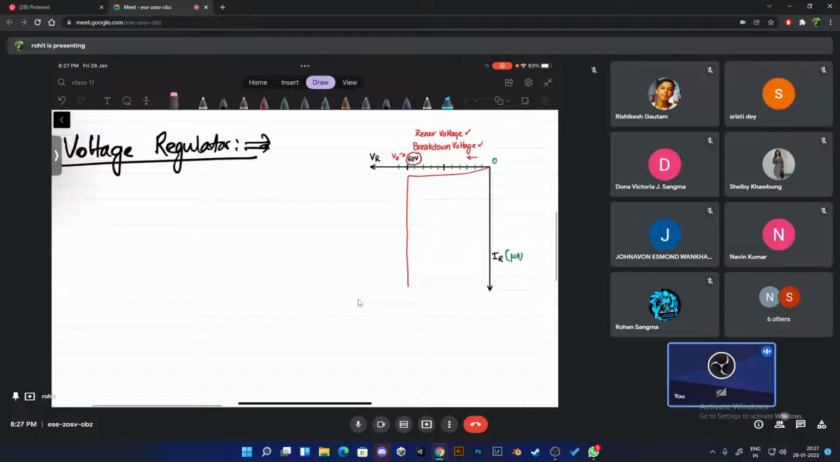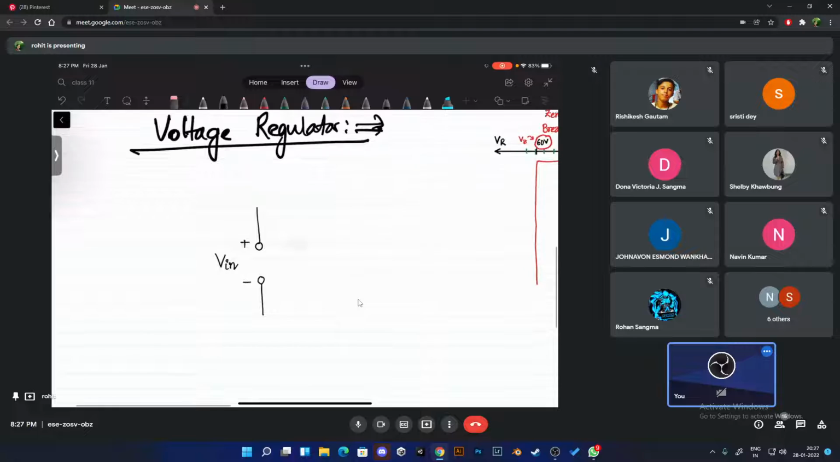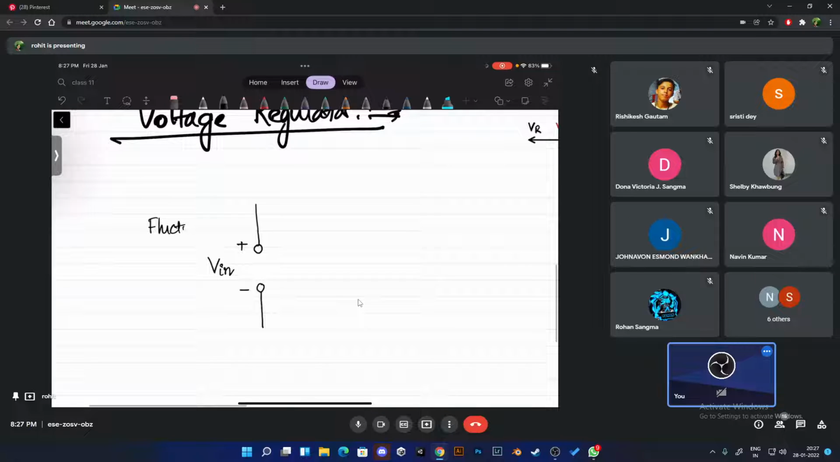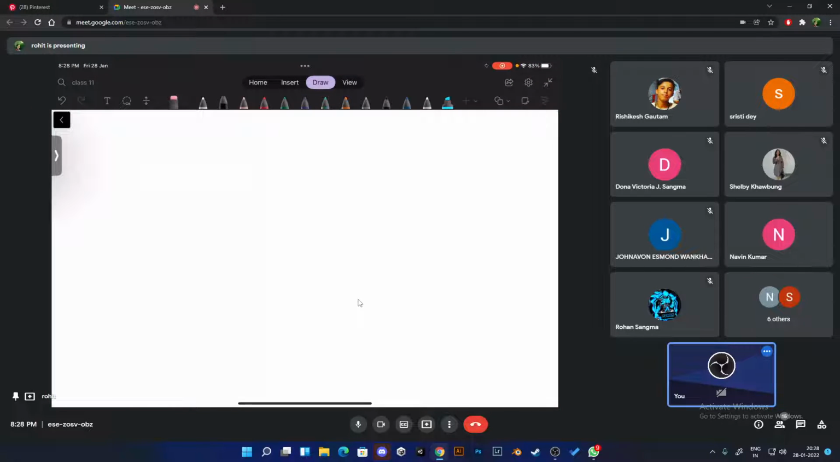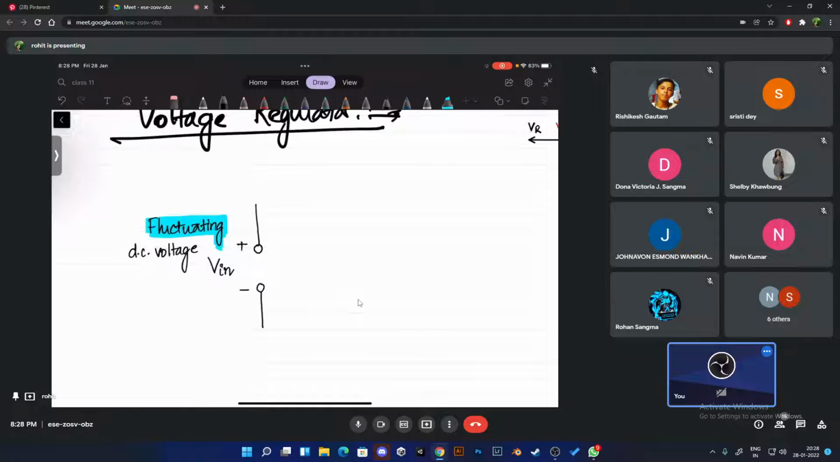I am going to draw one circuit diagram. Please check. See, suppose I have a voltage, I call it VIN. This is the input voltage. Let's call this plus, and this minus, for our input voltage, and what kind of voltage is this? It is fluctuating DC voltage. I'll help you out. What does it mean? You'll understand the moment I tell you what this is. First of all, I think you understand the meaning of this, right? What is this? Constant or changing? It means changing.